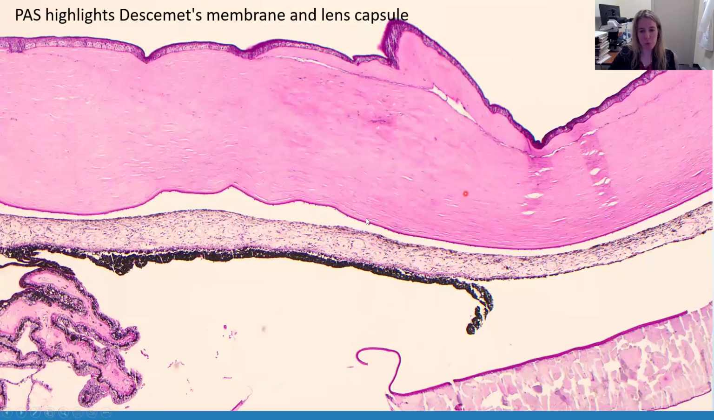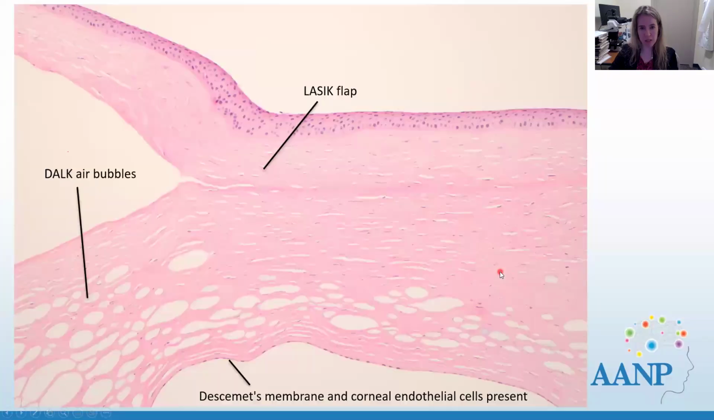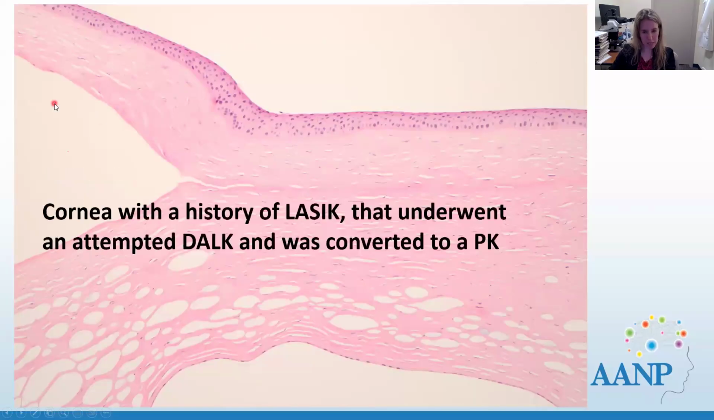And then this is just PAS stain highlighting Descemet's membrane, and you can see it's useful also in the eye in highlighting lens capsule, but not Bowman's layer. And just another couple examples here. Corneas can often have evidence of multiple prior procedures. So here it looks like this cornea has had prior LASIK, and as it's been removed, there's been big separation. We also see that DALK air bubble artifact. But what I want you to pay attention to is that there is still Descemet's membrane here and corneal endothelial cells. So from this specimen, we can see that this is a cornea that had a history of LASIK, that then underwent an attempted DALK procedure, and it was converted to a penetrating keratoplasty. If it was a successful DALK, we would not be seeing Descemet's or endothelial cells.